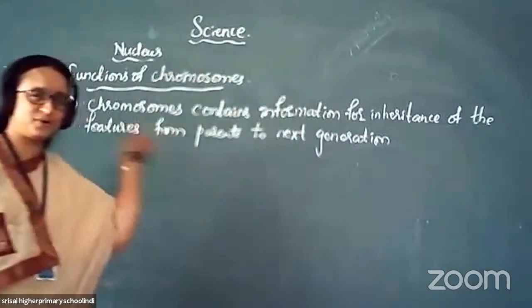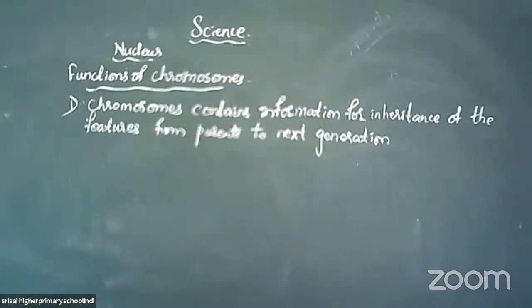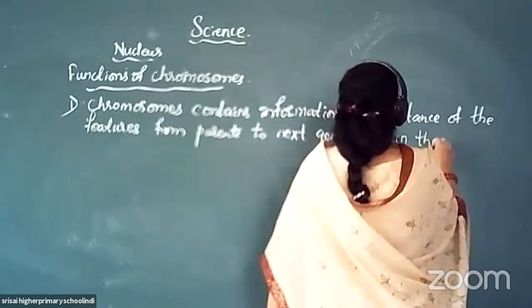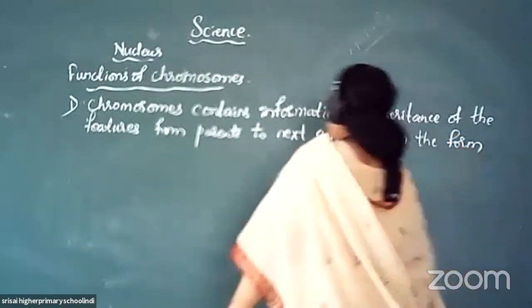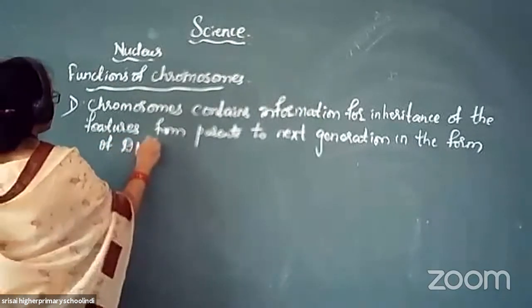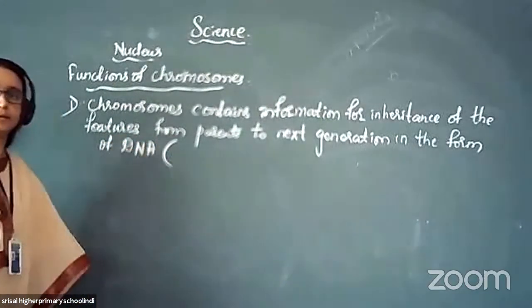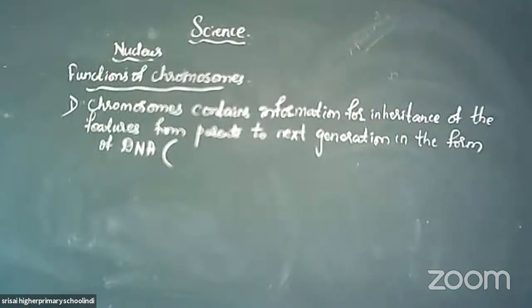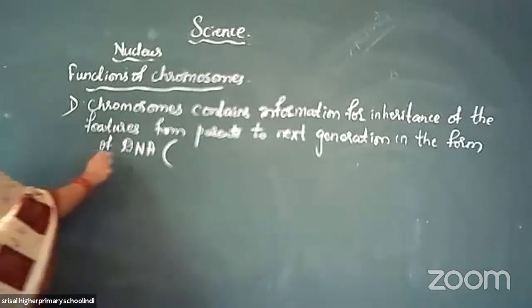In the form of DNA. Let us make it more clear, in the form of DNA, so that it will be clear. Do you know what is meant by DNA? Anybody? Deoxyribonucleic acid. Very good. D means deoxy.